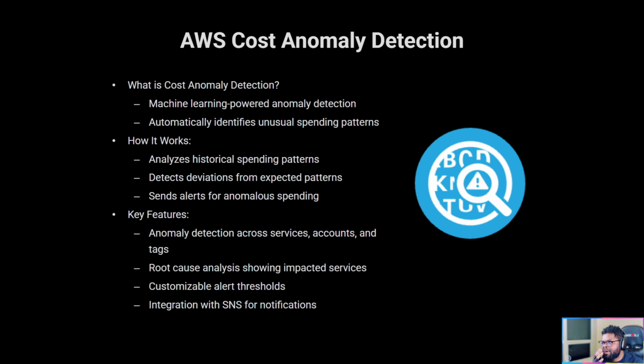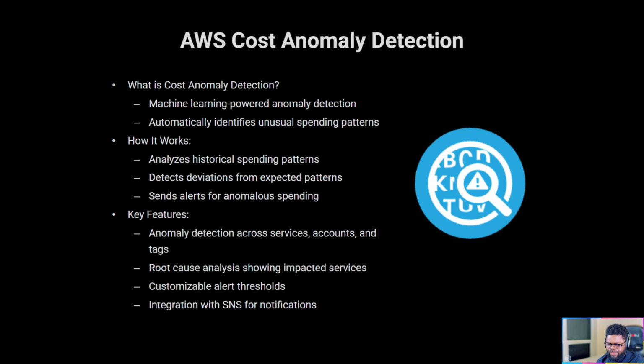So machine learning powered anomaly detection will automatically identify unusual spending patterns, right? And I'm going to show you that, because even on my UI, there was one that was created for me. But you can create yours. It looks at your historic spend. So it knows, every day you spend $5, $5. If all of a sudden in a particular day you spend $100, that's an anomaly, right? So you can be flagged.